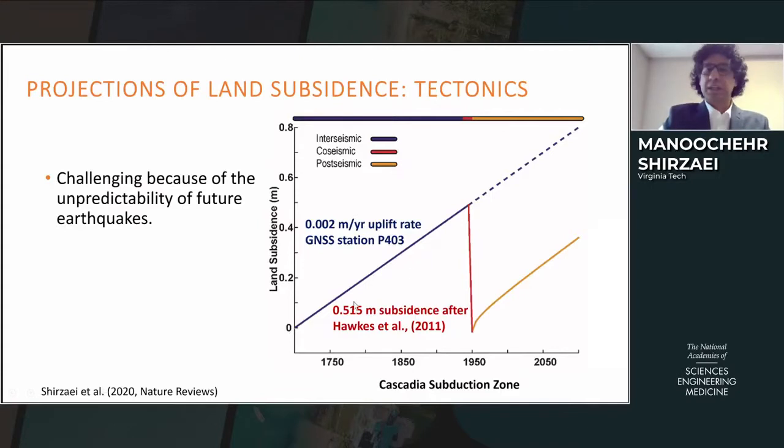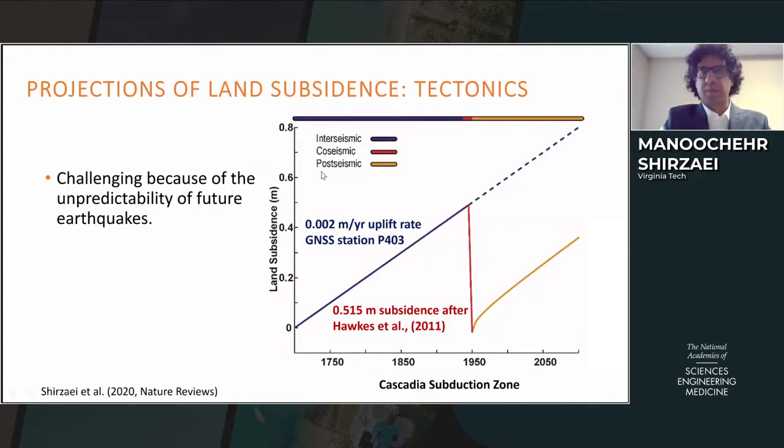So we know that's going to happen, but to predict when this uplift would turn into subsidence, we have to predict earthquakes. And that's a topic of active research. I don't know if we will ever be able to predict earthquakes. Therefore, knowing how land subsidence and uplift evolve is a challenge associated with the tectonic processes.